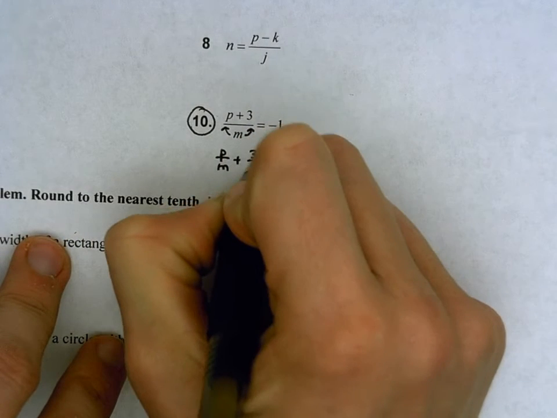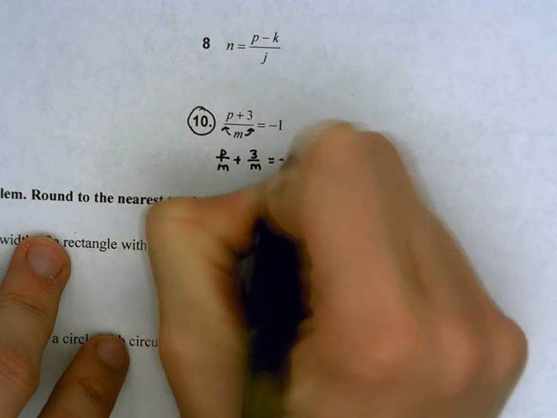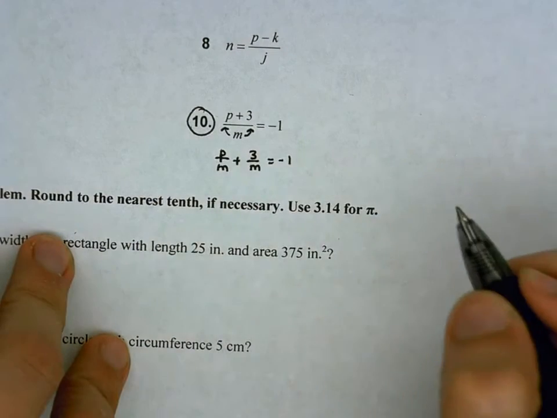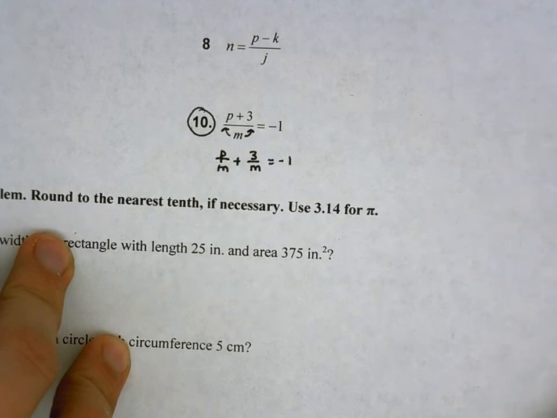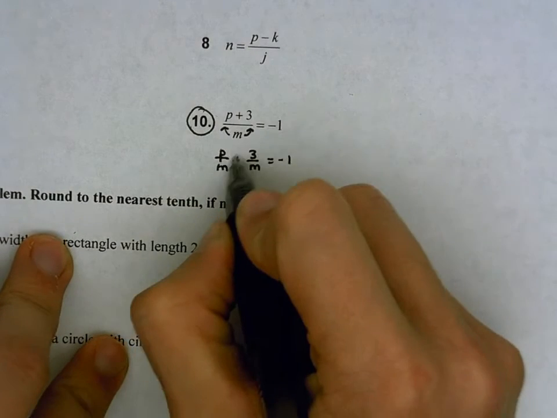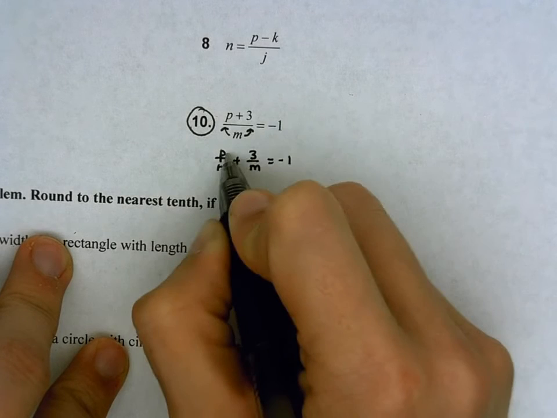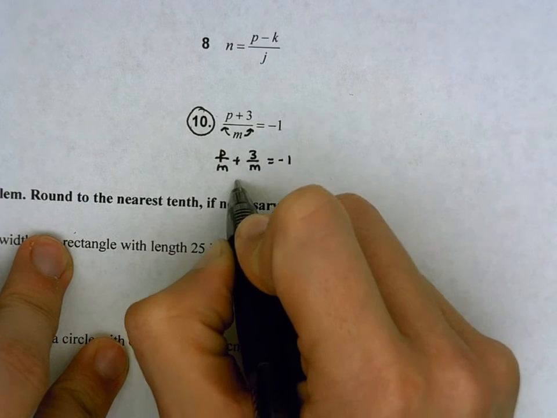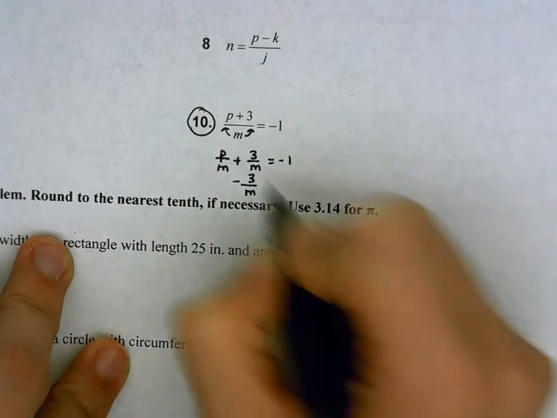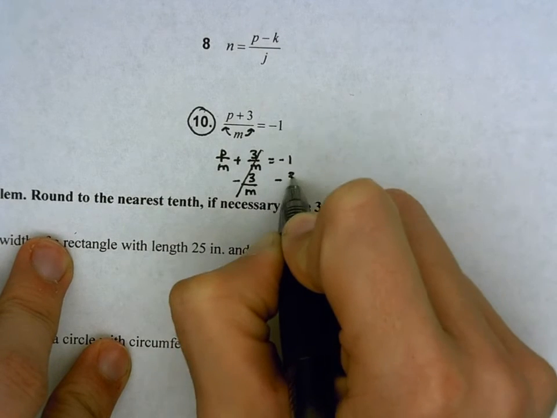and so this is going to become p over m plus 3 over m. And then I haven't done anything to the right side of the equation, so that's still going to be -1. And then it's side map, reverse PEMDAS. We're going to undo the subtraction addition first. And right here, I have a plus 3 over m that's currently attached, and so I'm going to undo plus by subtracting. Make sure you do it to both sides.